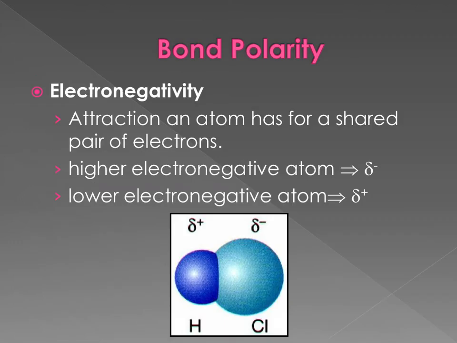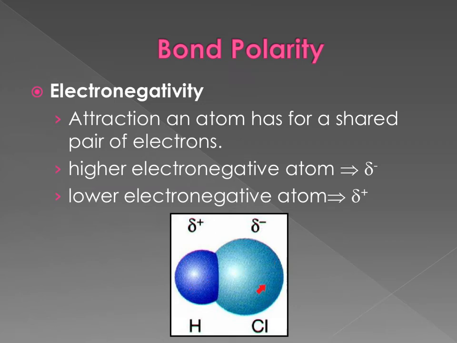Like I've been saying, electronegativity is an attraction an atom has for a shared pair of electrons. Atoms with a higher electronegativity value will pull those shared electrons slightly closer, causing that atom to have somewhat of a negative charge, and we note it with this sigma negative symbol. Atoms with a lower electronegativity value will have those electrons pulled away, causing them to be slightly positive. You can see in this example of HCl, hydrochloric acid, chlorine is more electronegative, so the two electrons being shared between hydrogen and chlorine are pulled slightly closer to chlorine, making the chlorine end slightly more negative and the hydrogen end slightly positive.